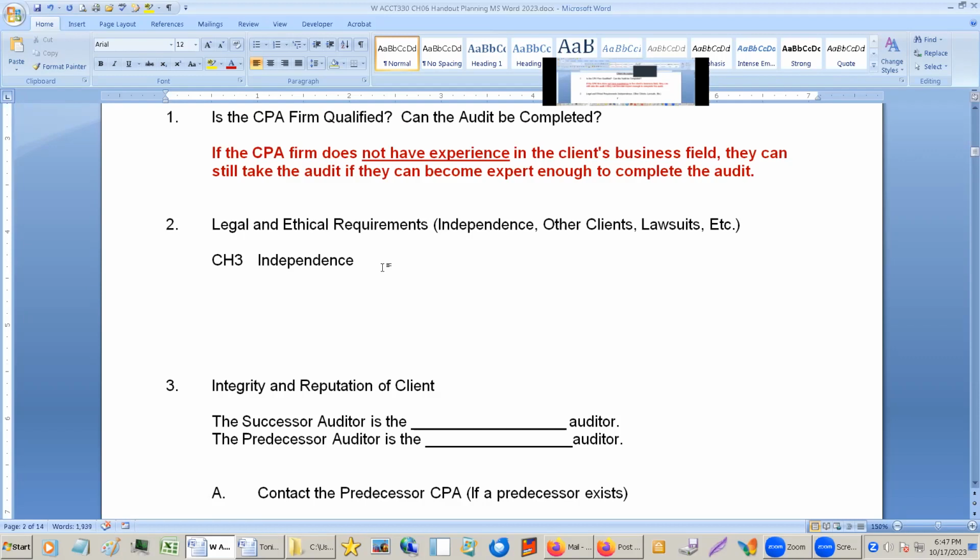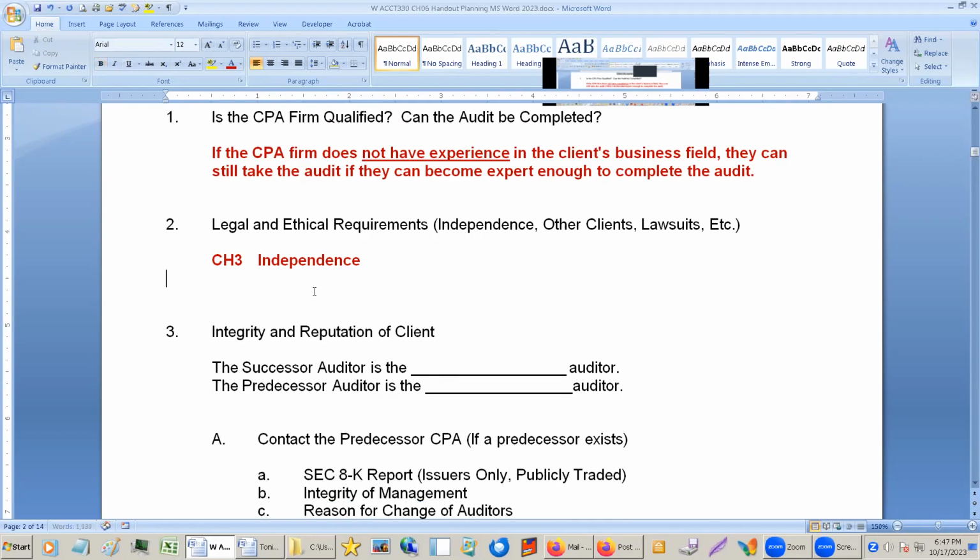Lawsuits, we talked about that in Chapter 3 too. But independence is a large one. We have to be independent from the client, if we're not, from other clients, lawsuits, and so on. And this is one of those quirks about auditing that's different than other fields, in that we have to be independent.